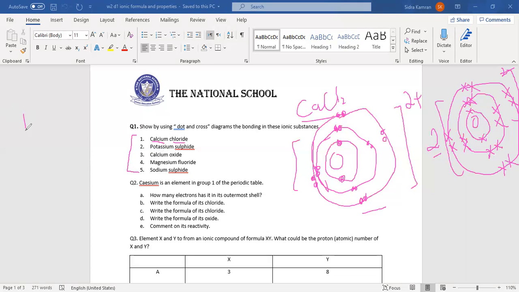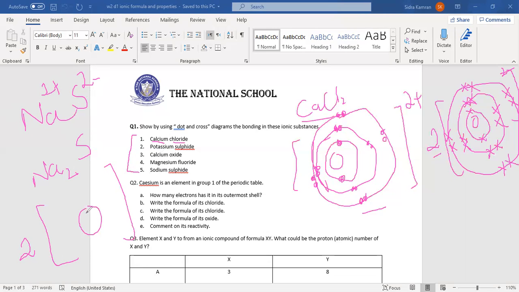For example, sodium sulfide, sodium having a 1 plus valency and sulfide having 2 minus. So in this way you have to write it like this: Na2S. So 2 atoms of sodium and 1 atom of sulfide. So write 2 with the bracket of sodium. So you have to draw the structure of sodium with the dots and the structure of sulfide with the cross. In this way you have to draw the dot and cross structure of all these ionic compounds.